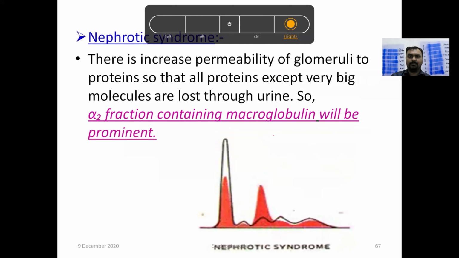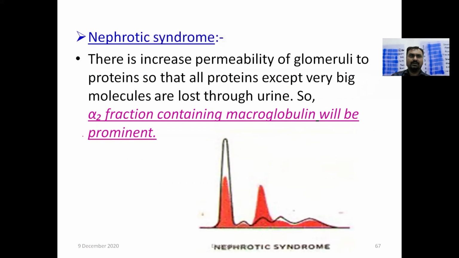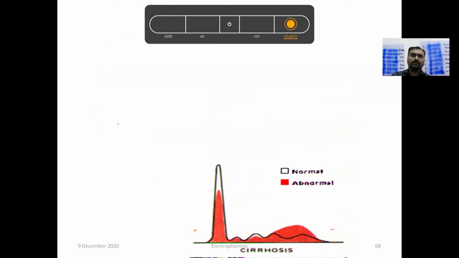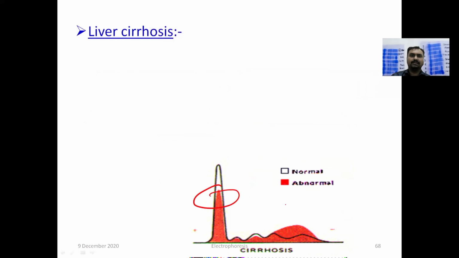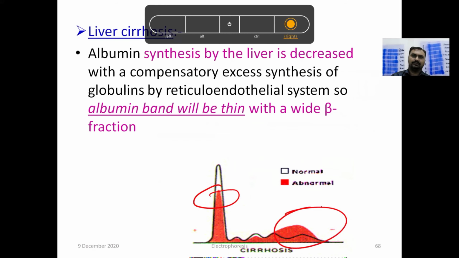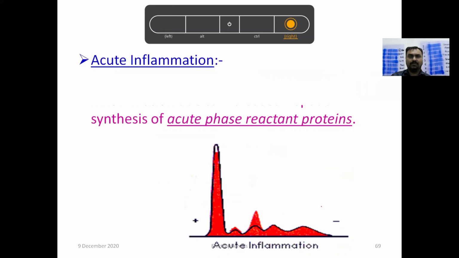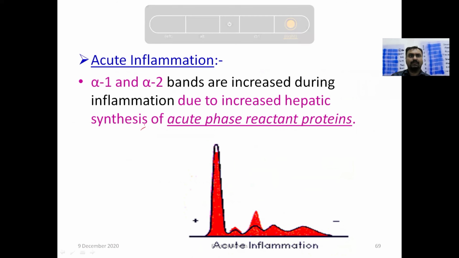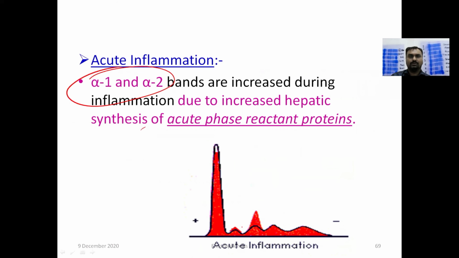Now, different diagnostic patterns. In case of nephrotic syndrome, you can see that as albumin is lost, alpha-2 globulin will be increased, as the alpha-2 fraction cannot escape through the kidney capillaries. In case of cirrhosis of the liver, the albumin level will be decreased while the globulin level will be increased. In case of acute inflammation, there is an increased level of alpha-1 and alpha-2.